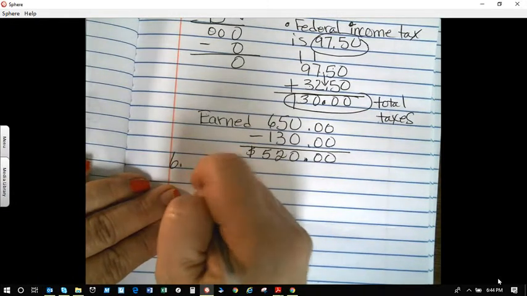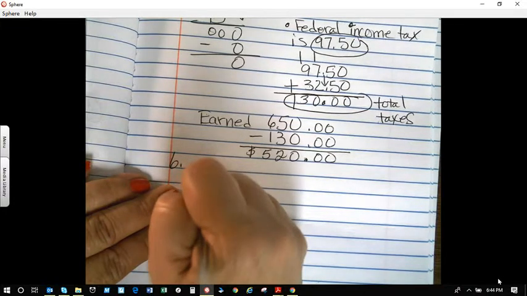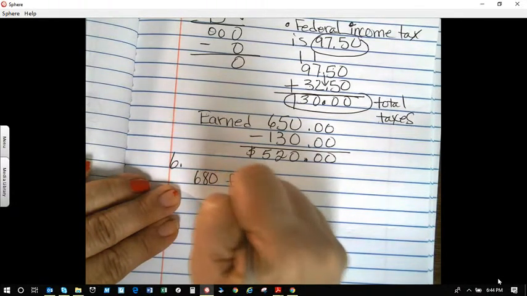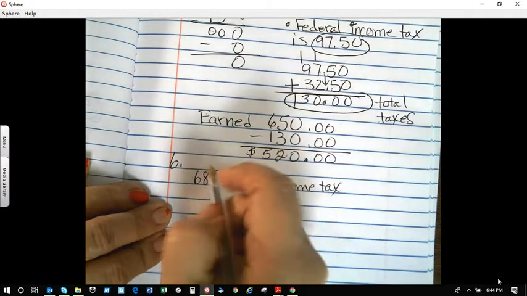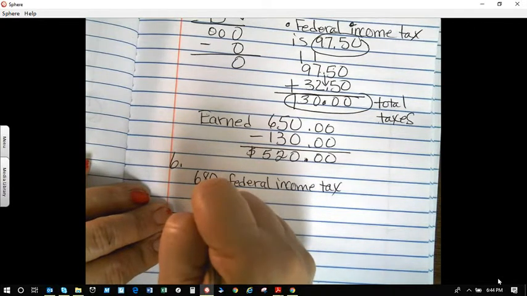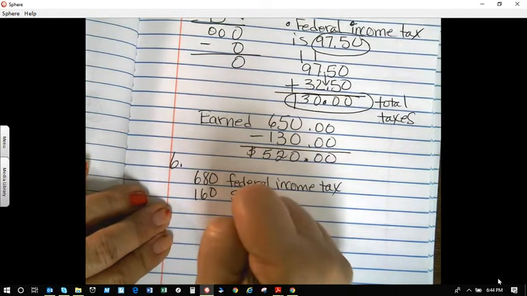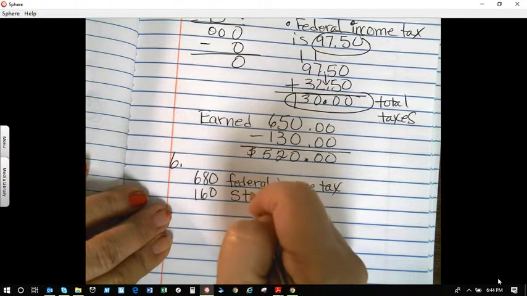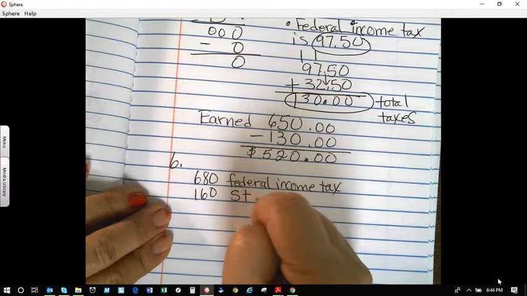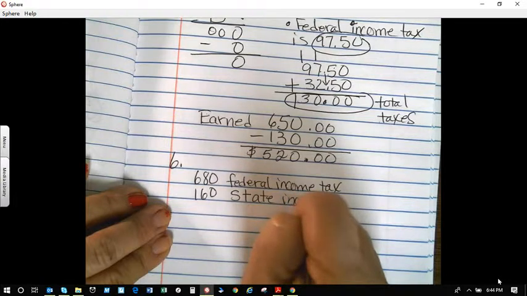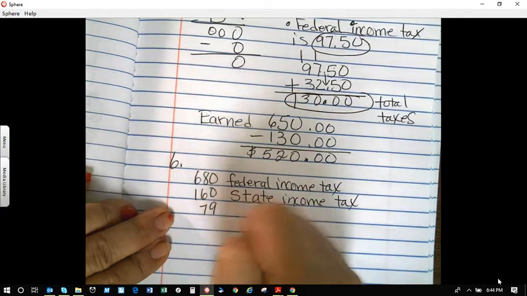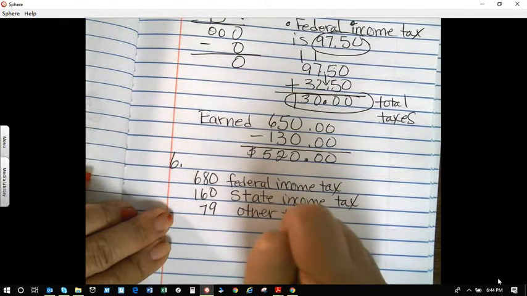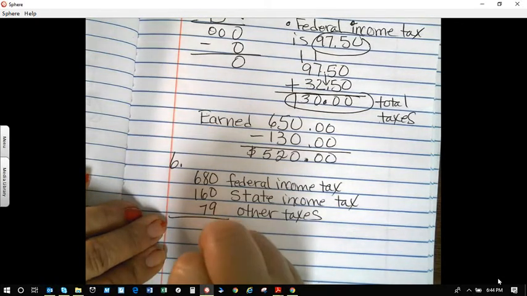So I have $680 on federal income tax. I also have $160 in state income tax. And then it was $79 for other taxes. So I'll add those up.